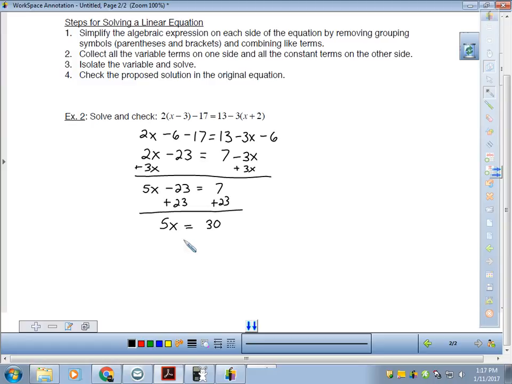Step 3, isolate the variable and solve. So all we got to do here is divide by 5. And so we get x equals 30 divided by 5 is 6.